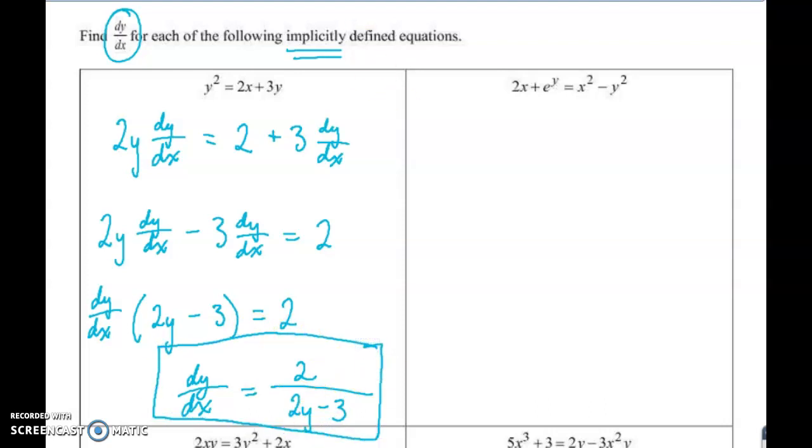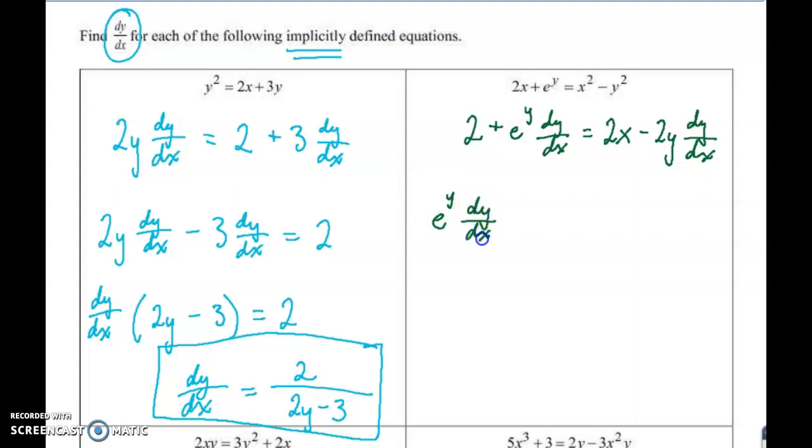I think I can do the next one in my time limit, so I'm going to go for it. Derivative of the left side. Don't forget the derivative of e to the y is e to the y, but you have to say dy dx, is equal to 2x minus 2y dy dx. So again, I'm really going to celebrate this next step. Oops, I was supposed to say e to the y. That's what happens when I'm in a hurry, and then I end up not finishing it in time.